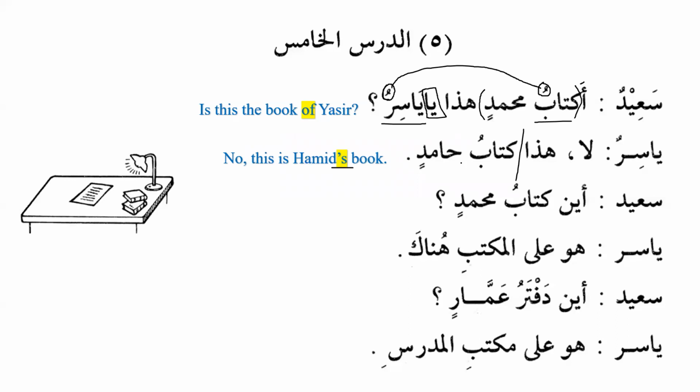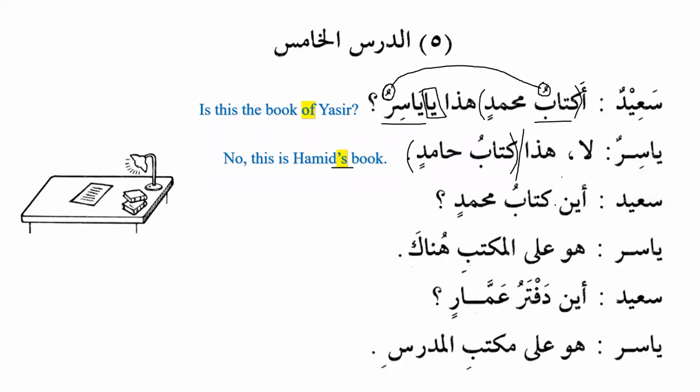We cannot make it half and half. It's not possible that we put hadha kitabu and then we put Hamidin and we put a line over here. That will be wrong. So this construction, al-idafa construction, can be either subject or predicate. We cannot make it half and half. Hadha kitabu Hamidin is Hamid's book.